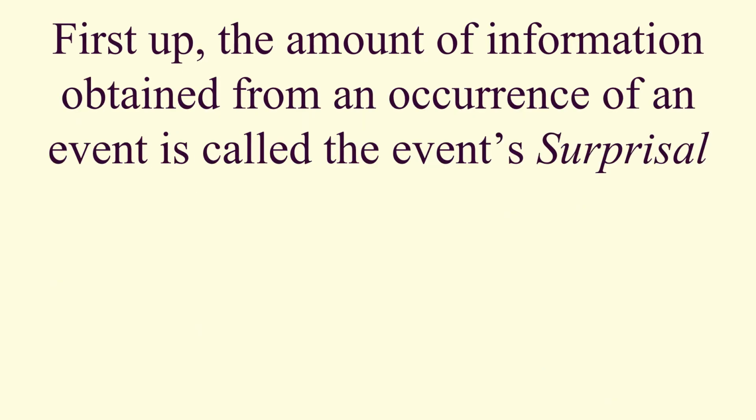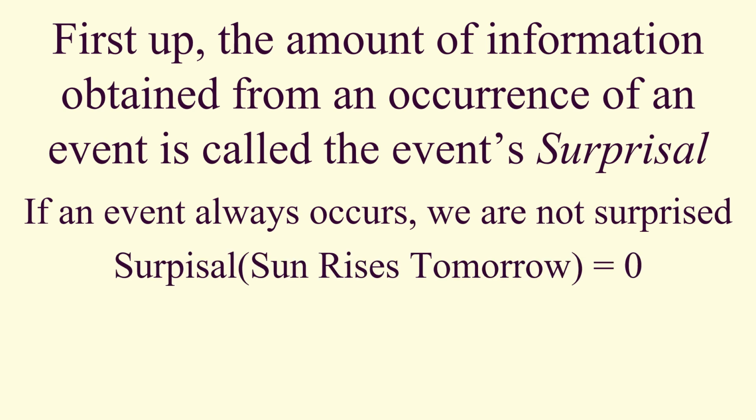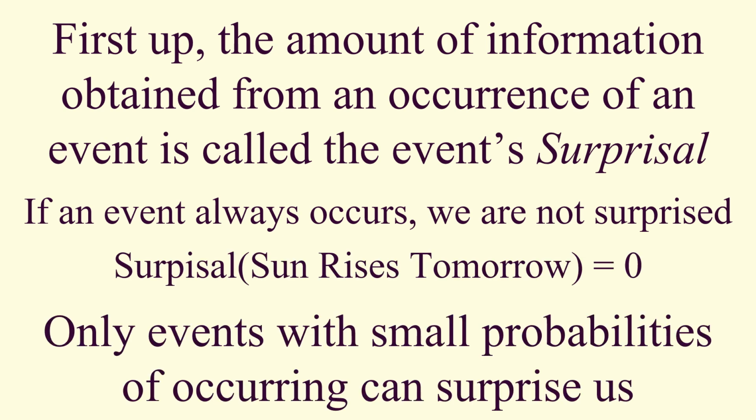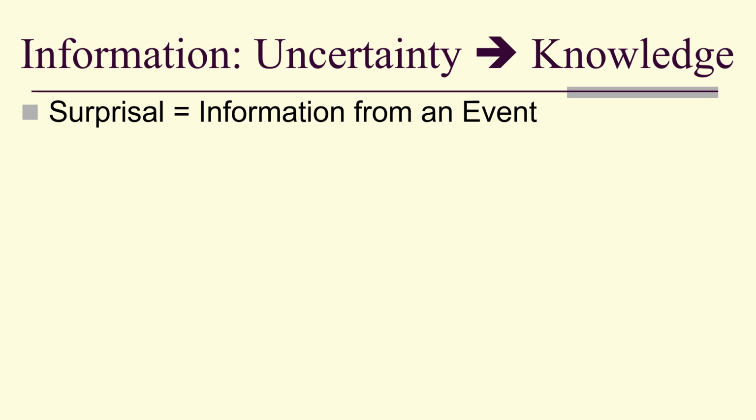So first up, the amount of information obtained from the occurrence of an event is called the event surprisal. If an event always occurs, we're not surprised. If the sun rises tomorrow, no surprisal there. Only events with small probabilities of occurring can surprise us. If the sun explodes, we'll be shocked. So information takes uncertainty into knowledge. And we're going to define surprisal to be information from the occurrence of an event.